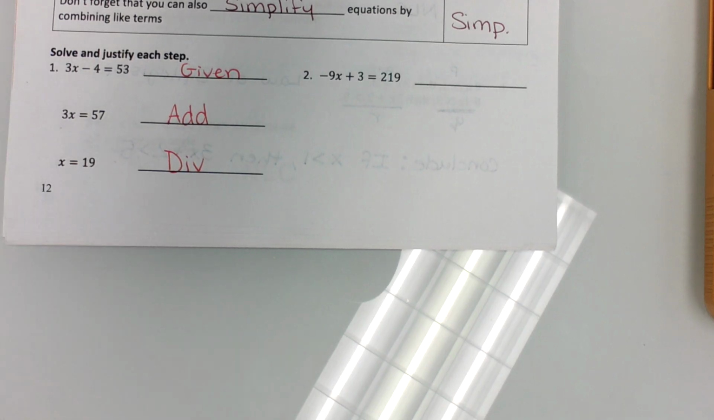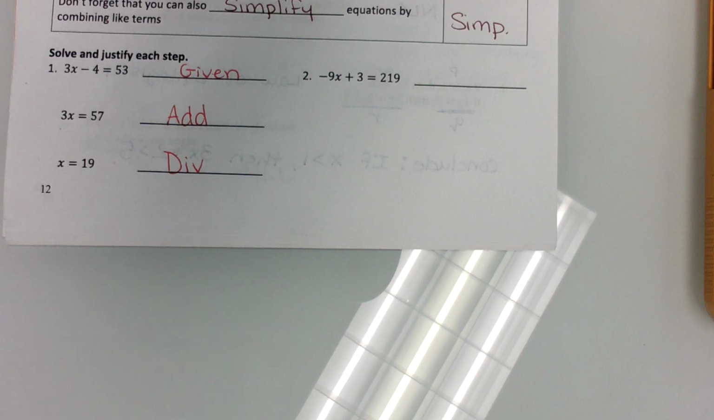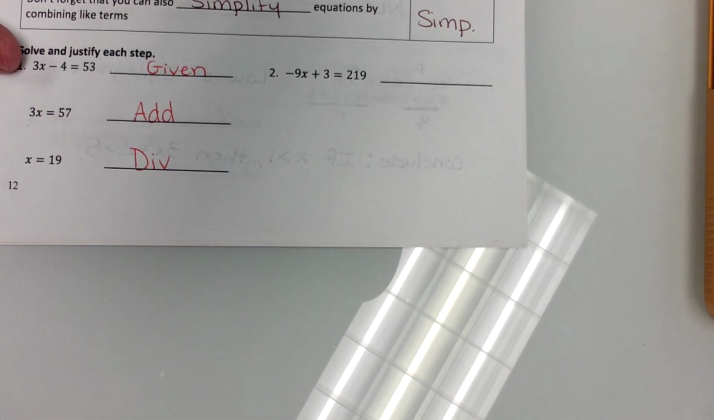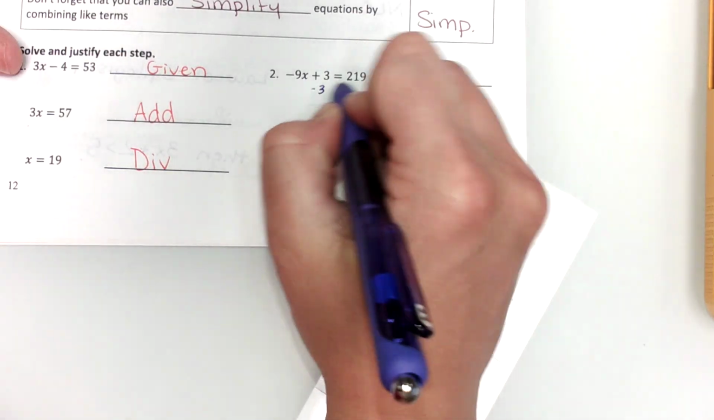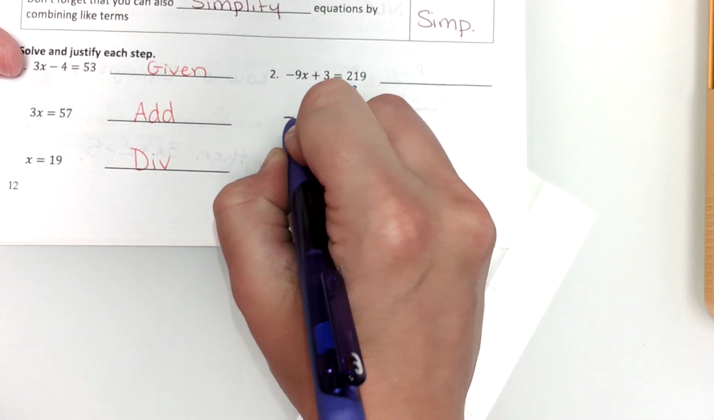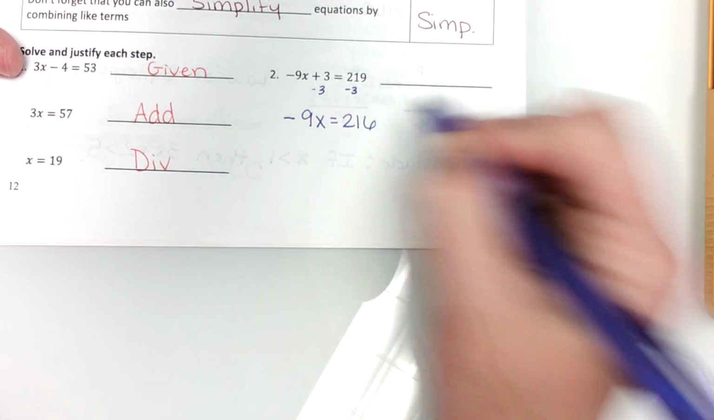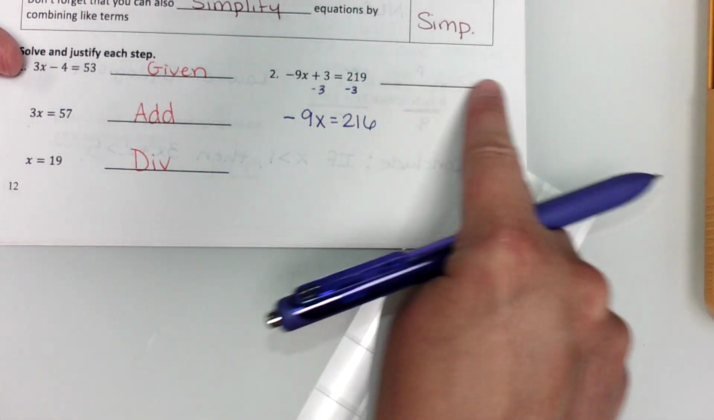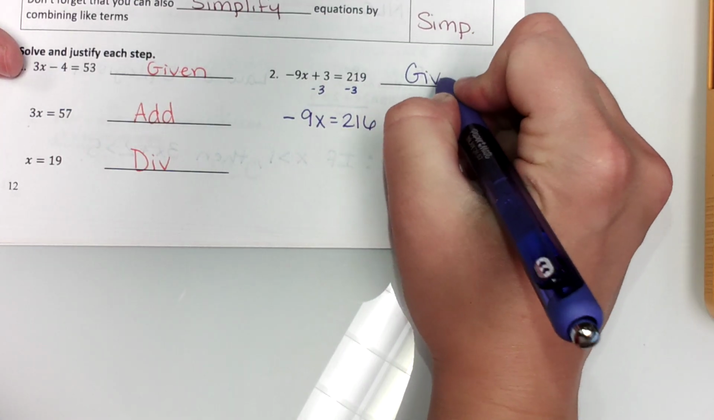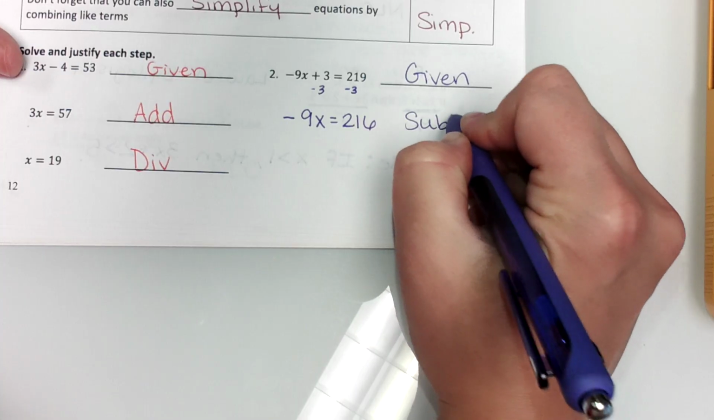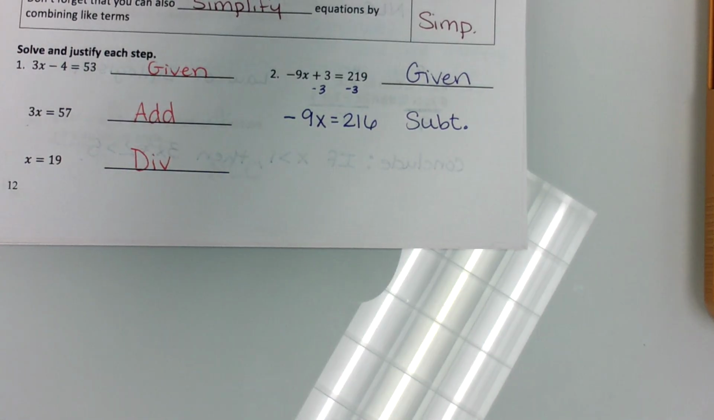Now, this one did the math for us. This one does not. So, I've got negative 9x plus 3 is equal to 219. Joy, if I want to solve this, where would you tell me to start? Minus. You're not Joy. Sorry. I just love math. Negative 9x is equal to 216. Now, the original statement is given, and then Joy just told me that we're subtracting, so subtract.